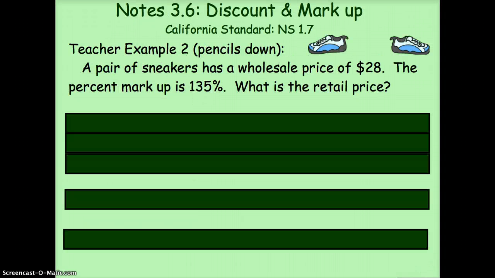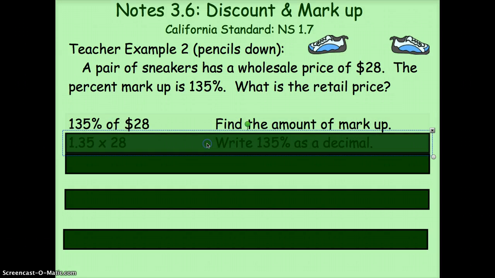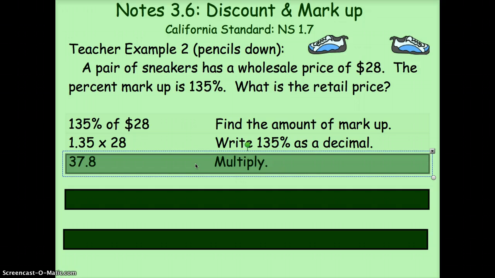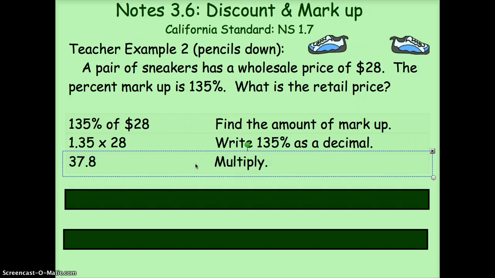Okay, let's take a look at teacher example 2. A pair of sneakers has a wholesale price of $28. The percent markup is 135%. What is the retail price? Now, generally a store does about a 200% markup, which means they just multiply that $28 and double. So this store is a little less expensive, so let's see what it becomes. I first need to find what 135% of $28 is, which of course means I multiply after I've turned my percent into a decimal. I end up with 37.8.